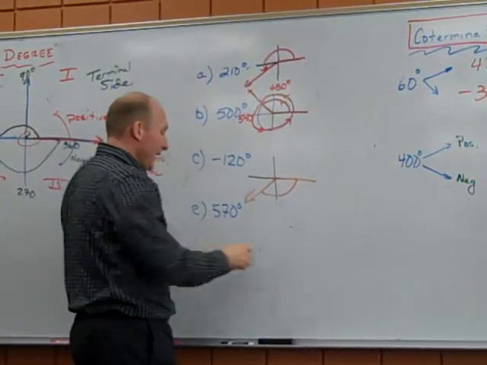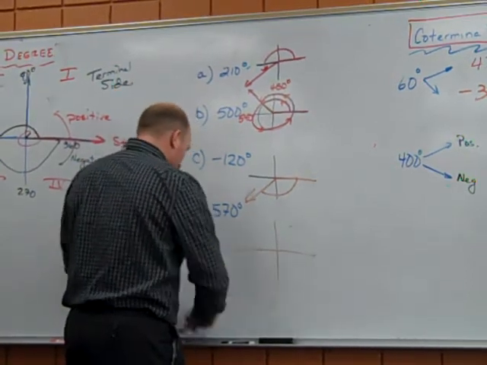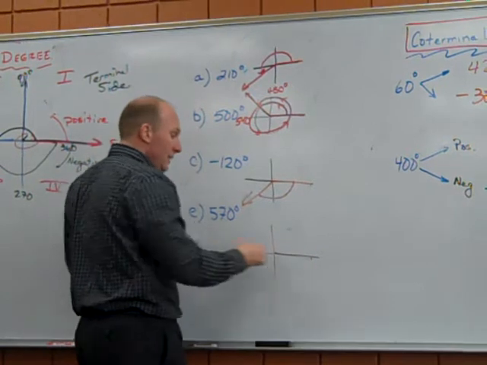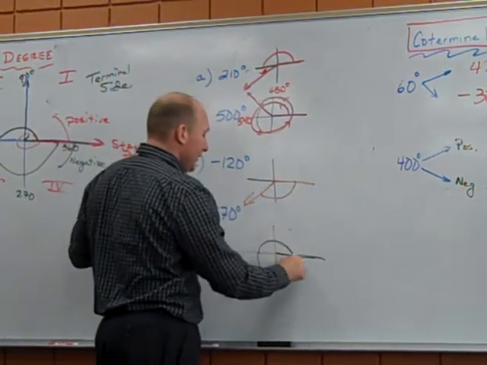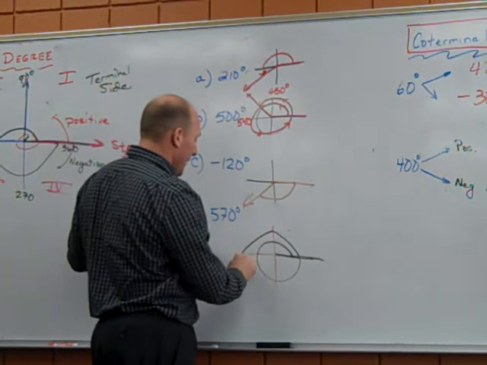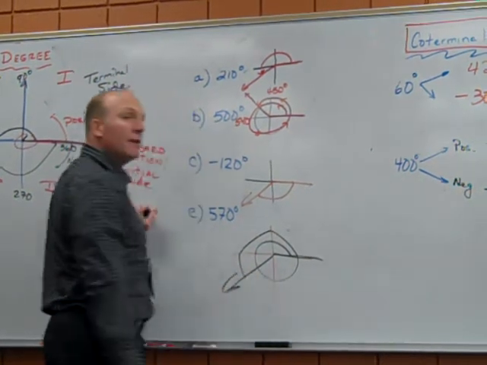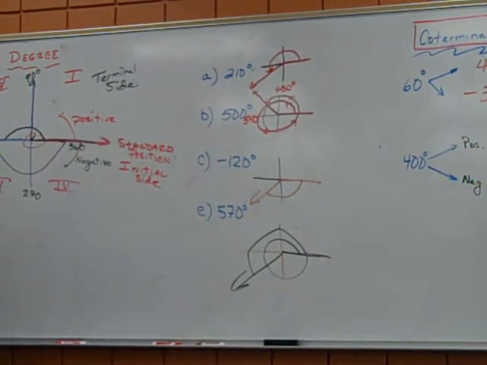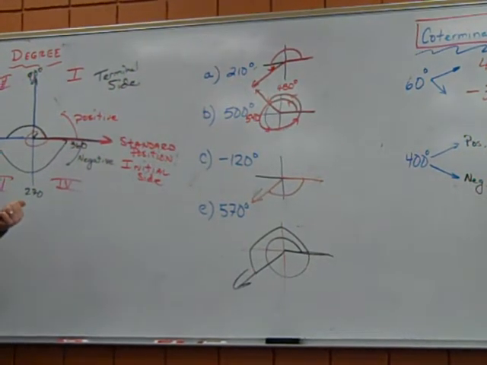Okay? 570. I'm going to start. Again, everything starts in that initial side, standard position. 570, there's 360, 450, 540, and a little bit more. Done. So it's common sense, or logic, I guess would be a better term. Okay? Question on that?